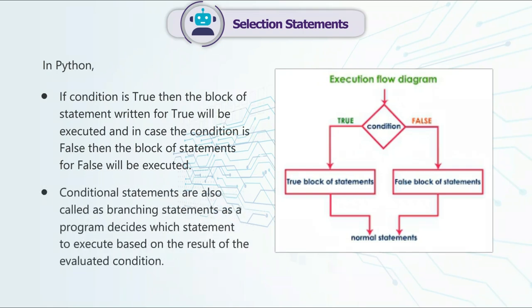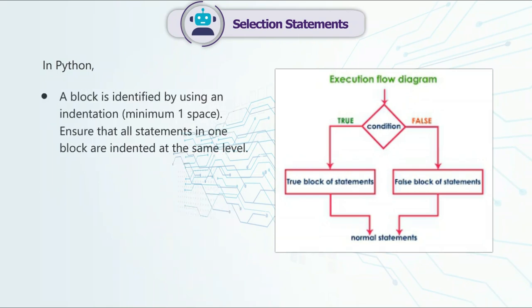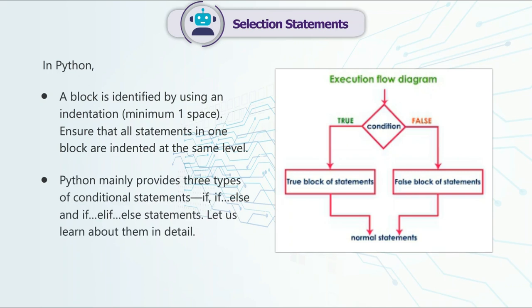Conditional statements are also called branching statements, as the program decides which statement to execute based on the result of the evaluated condition. A block is identified by using an indentation of minimum 1 space. Ensure that all statements in one block are indented at the same level. Python mainly provides 3 types of conditional statements: if, if-else, and if, elif, else statements. Let us learn about them in detail.